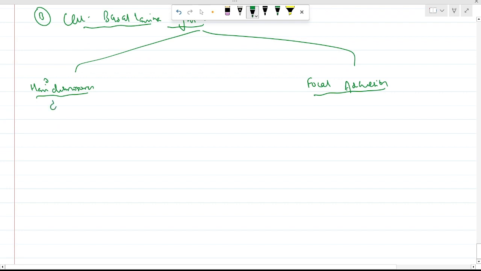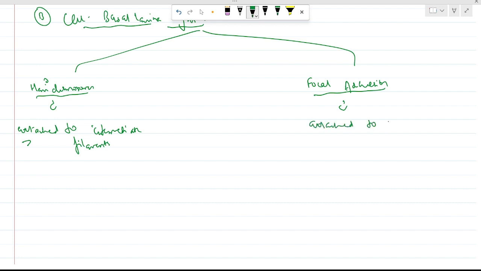These hemidesmosomes are attached to the intermediate filaments. This focal adhesion is attached to actin. So this focal adhesion is attached to this actin protein. Hemidesmosomes are attached to intermediate filaments.